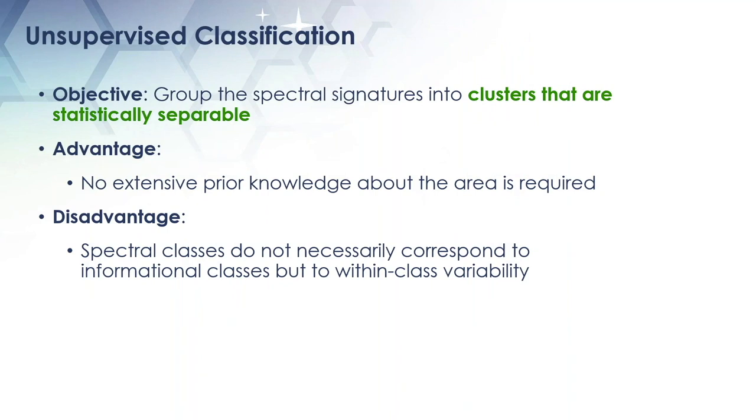For the unsupervised method, the objective is to group the pixels, or spectral signatures of each pixel, into clusters. As I mentioned, the advantage of this method is that you don't need to have a lot of knowledge about the region or any ground-based data. The disadvantage is that the algorithm is just using the spectral information from the image and may not categorize the pixels into classes that you specifically want. Oftentimes, it'll separate the classes based on slight variability within the class. So this requires you, as the user, to go back and evaluate those categories and reclassify.